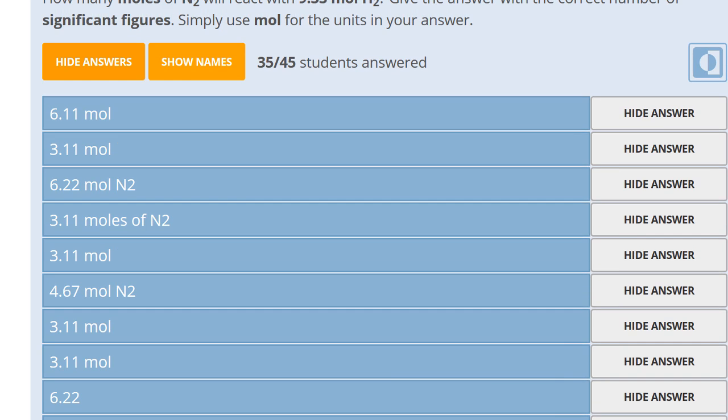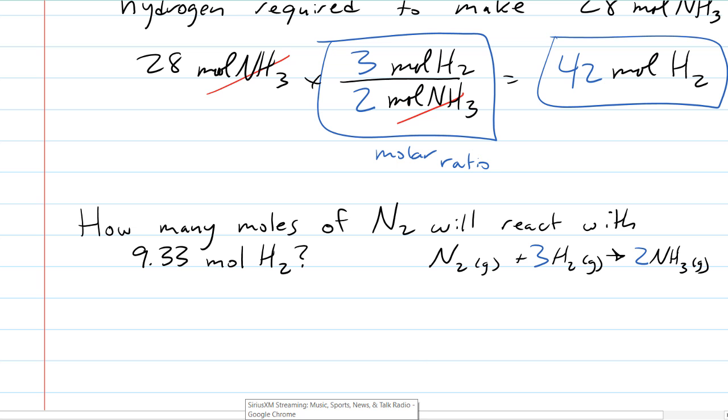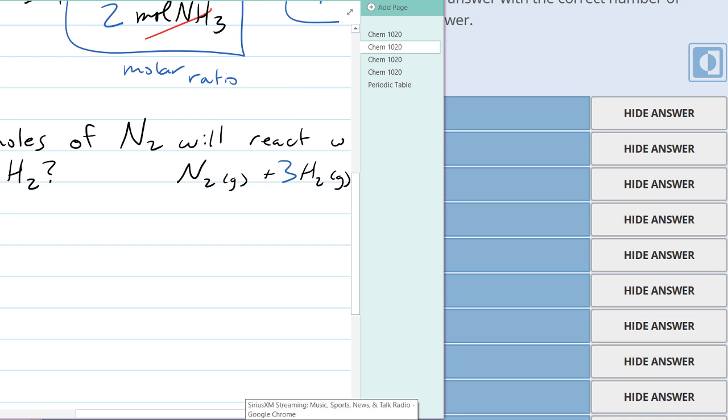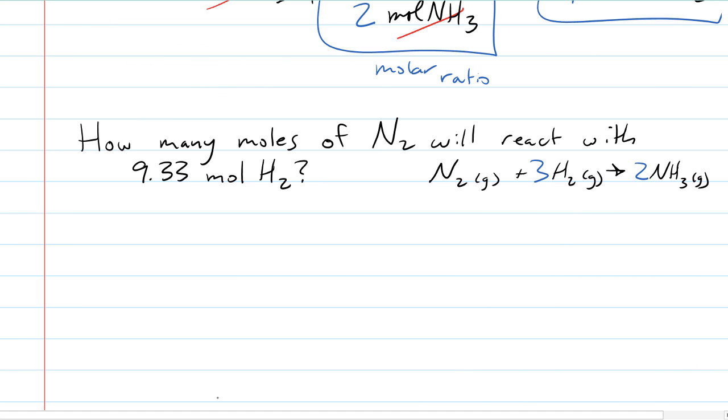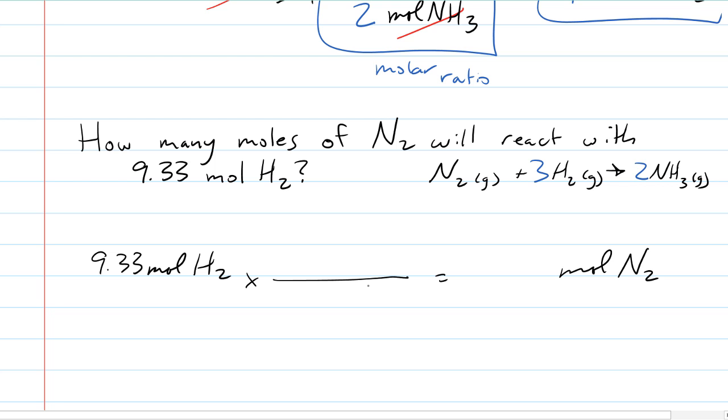So it looks like a few of us still missed this. Let's check the answer here real quick, how we do this. We start off once again with what we're given. In this case, what are we given? Of H2. What are we looking for? Moles of N2. So now we need a conversion in here. On the bottom, what are we going to put in? Moles of H2. On the top? Moles of N2.